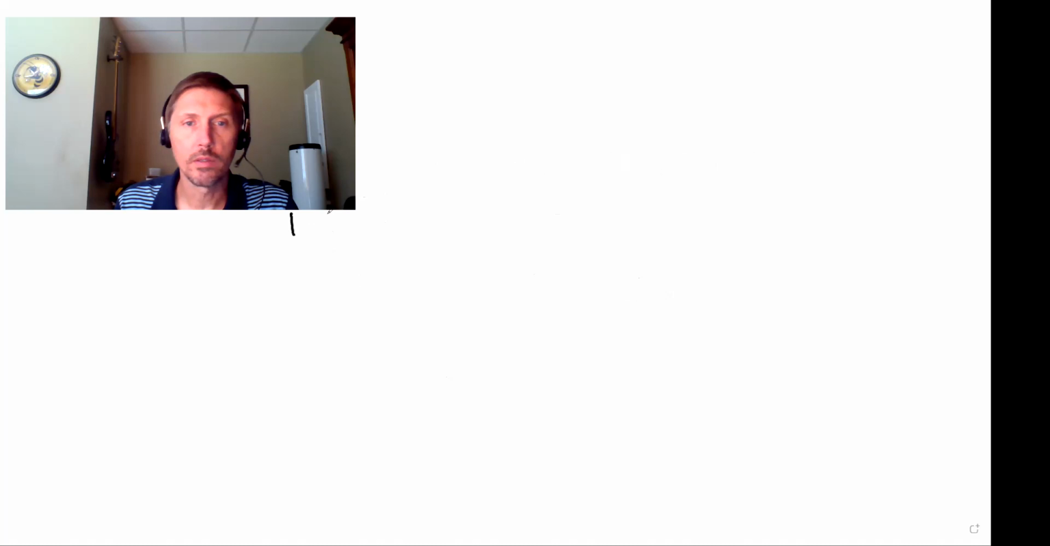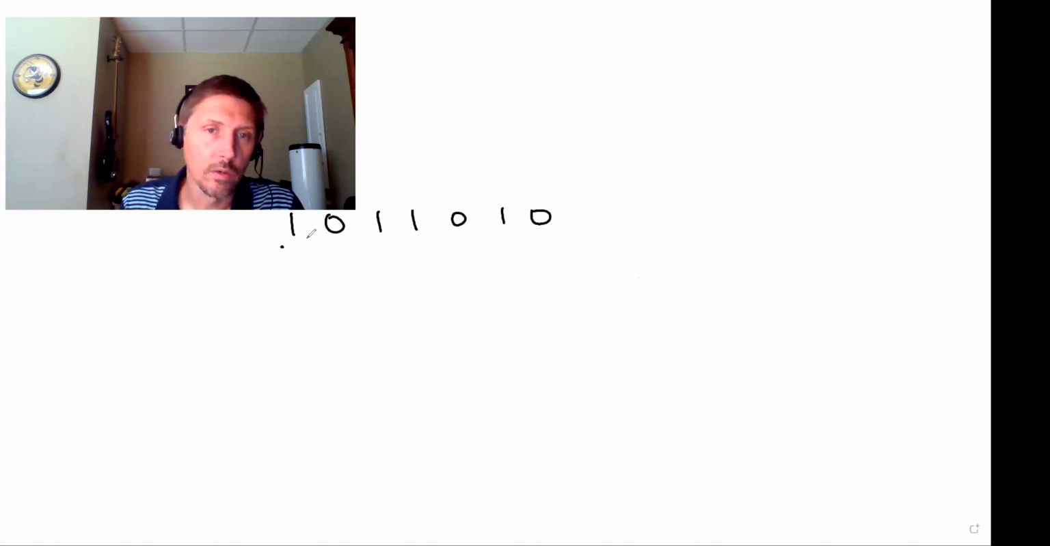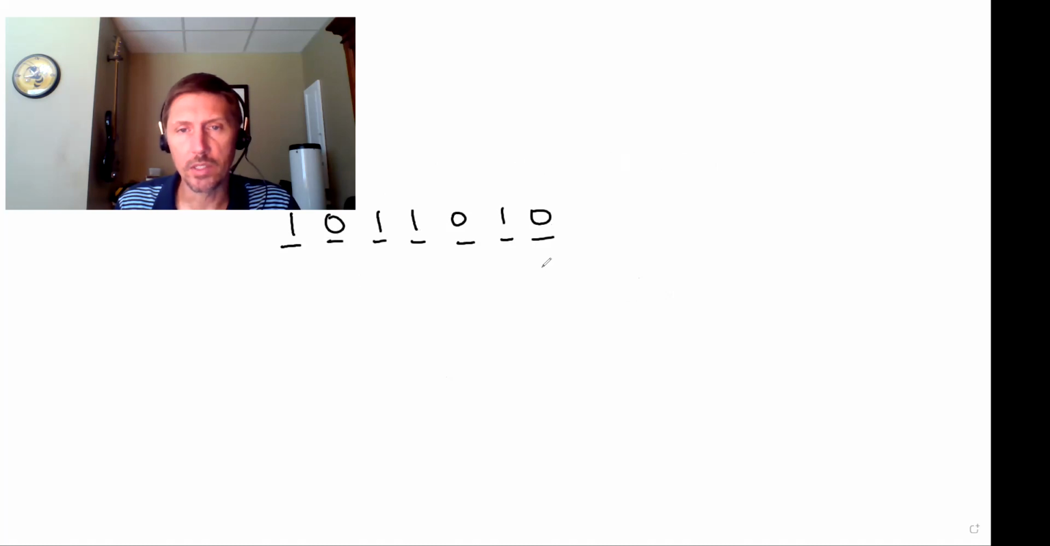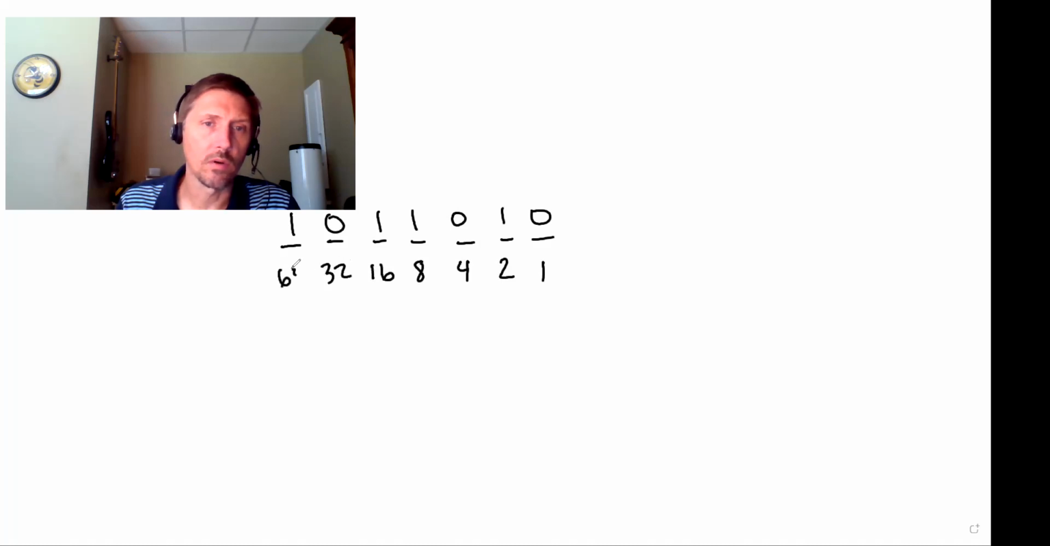Let's try 1, 0, 1, 1, 0, 1, 0. And this time, instead of writing 2 to the whatever power, we're just going to do the multiplication and raise it to the power. Since this is 2 to the 0 power, this is going to represent 1, this is going to represent 2, 4, 8, 16, 32, and 64. So it doubles each time, which again should make sense to us because these are all powers of 2, right?